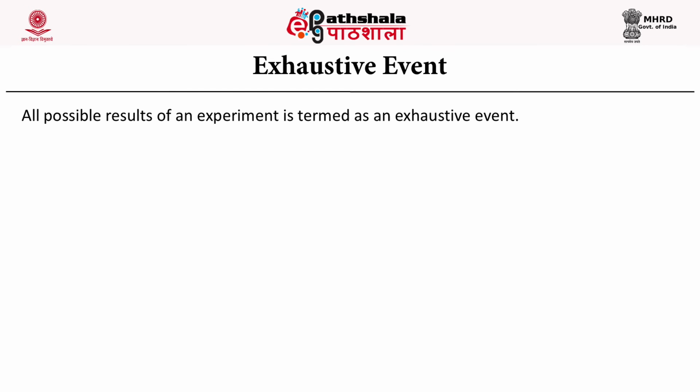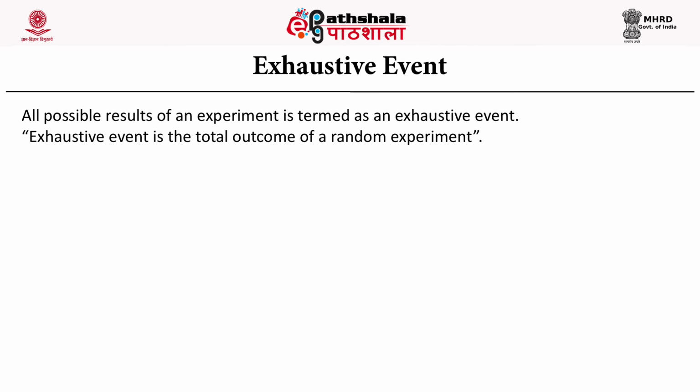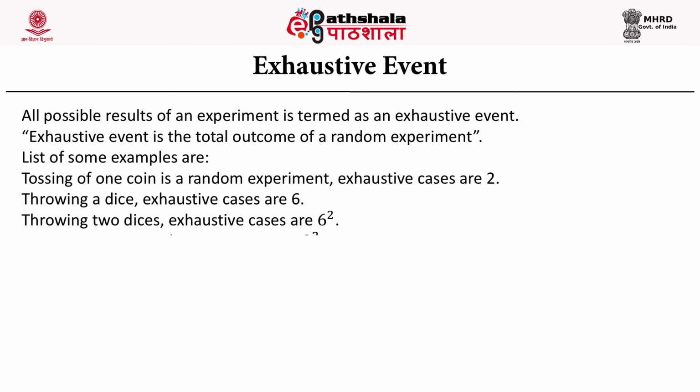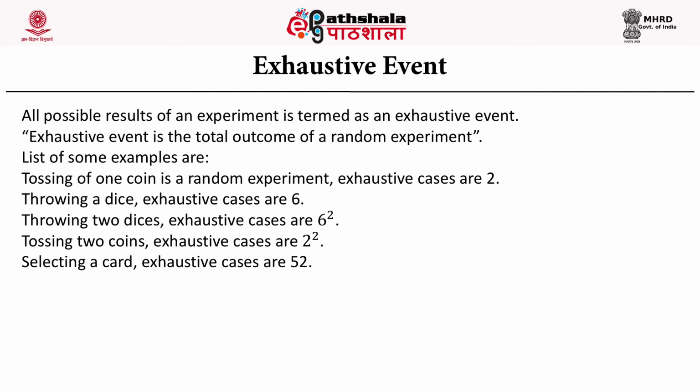Now we will discuss another event, called an exhaustive event. All possible results of an experiment are termed an exhaustive event. An exhaustive event is the total outcome of a random experiment. Some examples are: tossing one coin is a random experiment, exhaustive cases are 2. Throwing a dice, exhaustive cases are 6. Throwing 2 dice, exhaustive cases are 6 power 2. Tossing two coins, exhaustive events are 2 power 2. Selecting a card, exhaustive cases are 52.